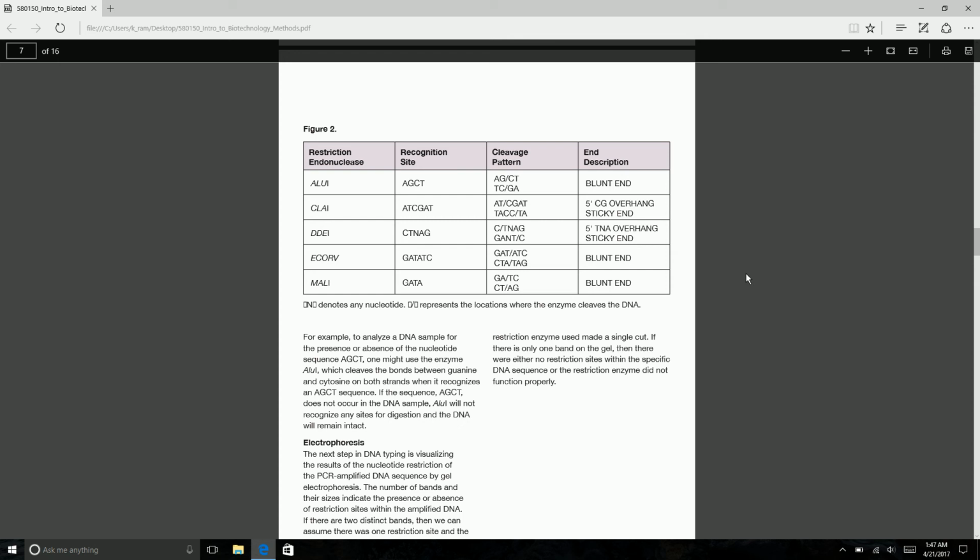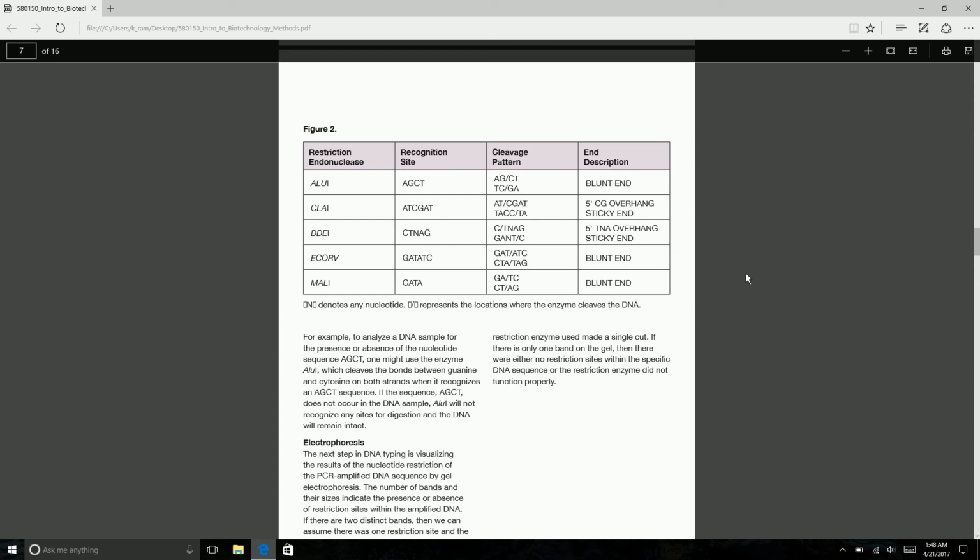Now a question should come to your mind here, why are we cutting the DNA with restriction enzymes? The reason is restriction enzymes cut in a very specific way. Now what problem are we working on? The problem we are working on is detection of a mutation. If the DNA is mutated, it is going to have a different sequence. If it has a different sequence, the restriction enzymes are going to cut the DNA in a different way.